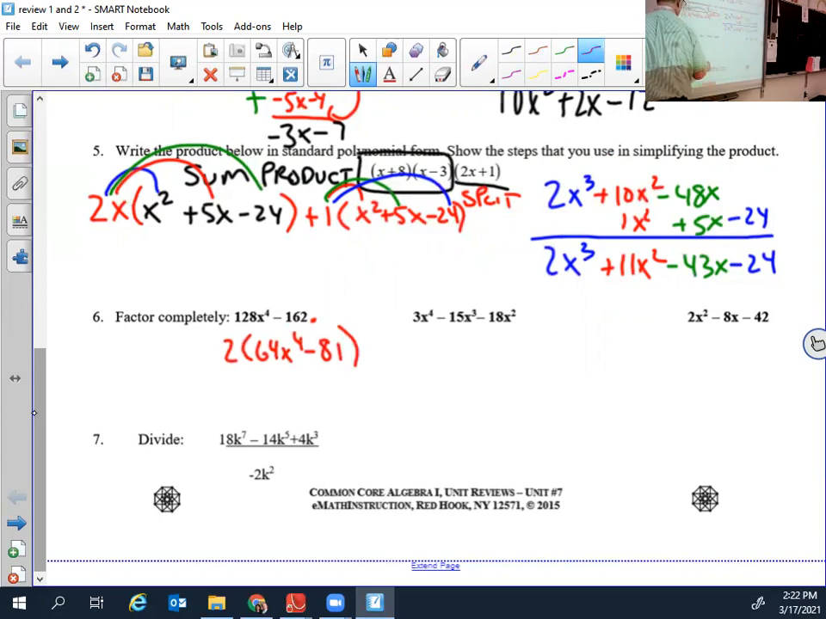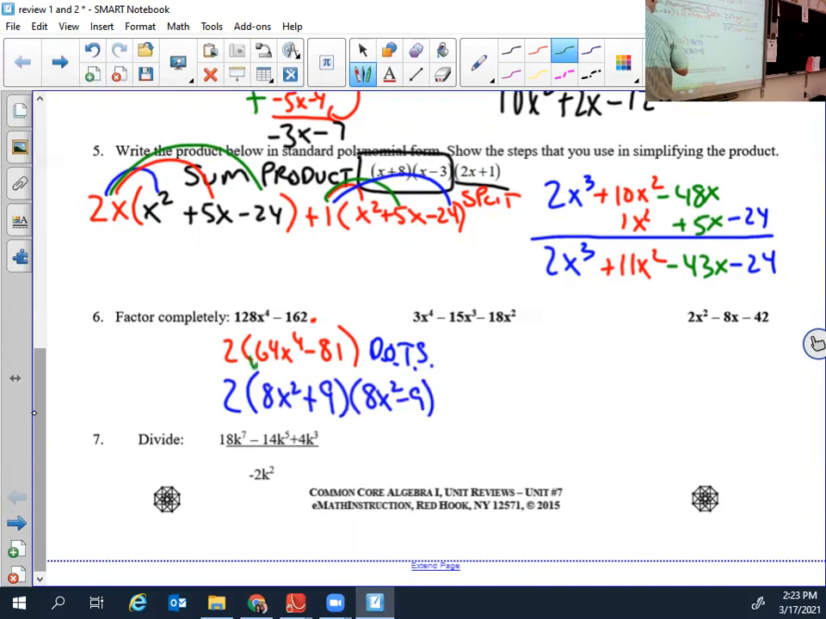And then I can factor this using difference of 2 perfect squares. So I'm going to have my 2, and the square root of 64 gives me 8. The square root of x to the fourth gives me x squared. Then I'm going to have a plus the square root of 81 is 9, and then the same thing with a minus 9, 8x squared minus 9. Once again, take the square root of the first term, plus and minus the square root of the second term.